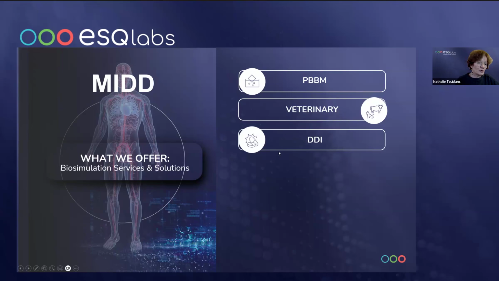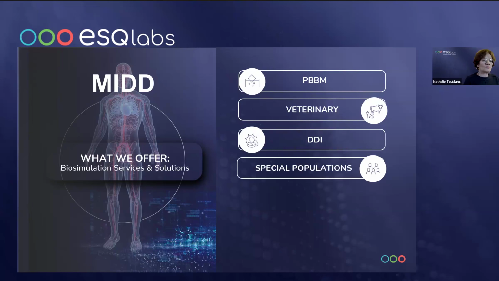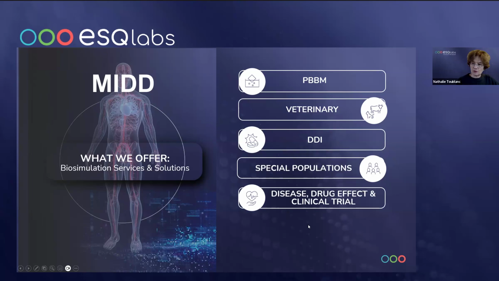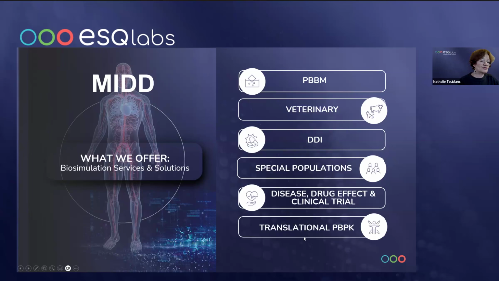Of course, one very important thing is drug-drug interaction, which you can conduct with PKSIM, and where we've got a big DDI library. Then we've got special populations, including pediatric, geriatric, pregnancy, hepatic impairment, and renal impairment. More on the QSP side, we can do disease, drug effect, and clinical trial simulation, and translational PBPK, which is first-in-human prediction.